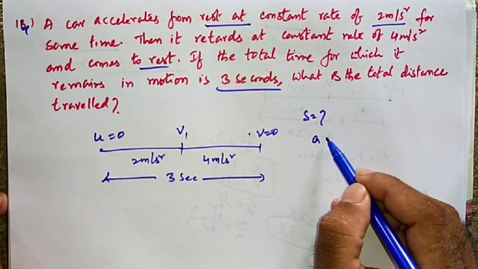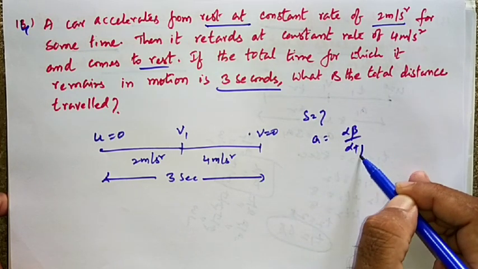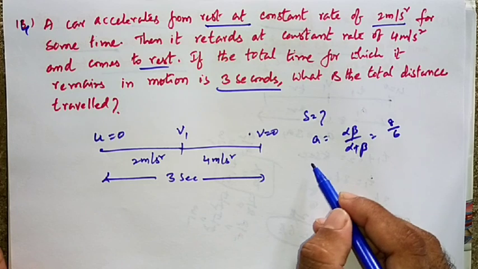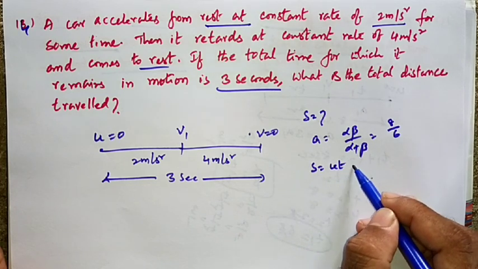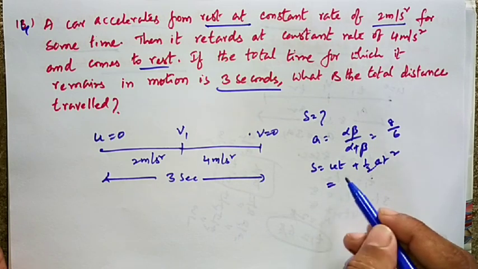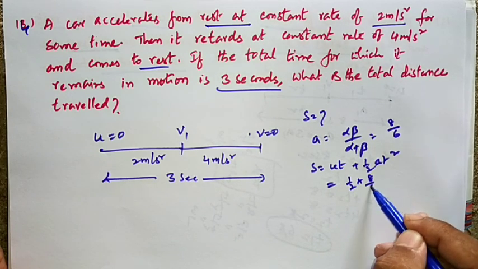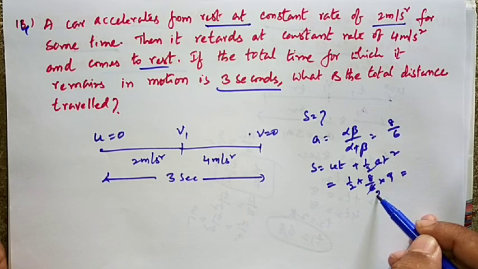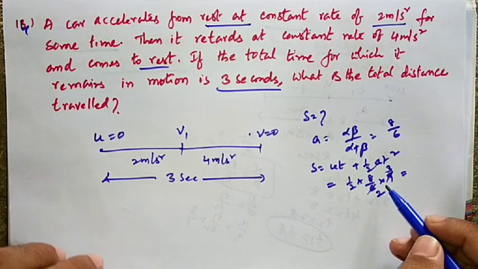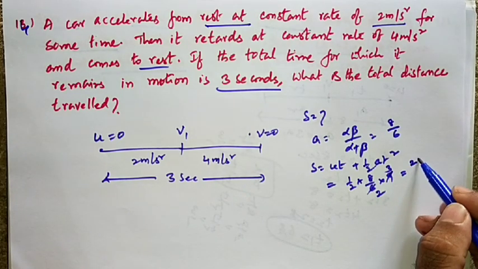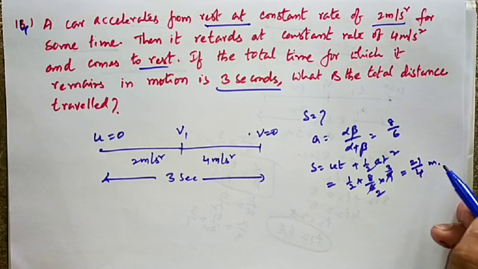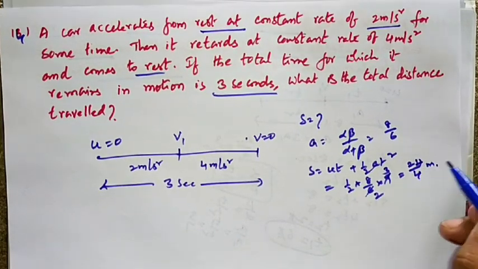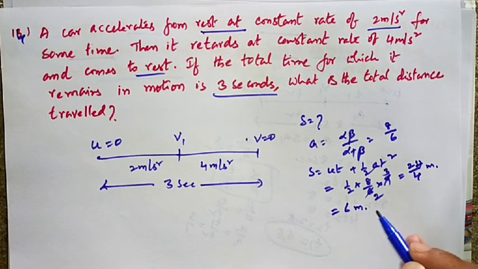So here, what is the net acceleration? Alpha beta by alpha plus beta. So 8 by 6 is the acceleration. Then s is equal to ut plus half at square. Here u is 0, so half into 8 by 6 into t square, that is 9. So how much is it? 24 by 4 meters, so you can write that as 6 meters also.